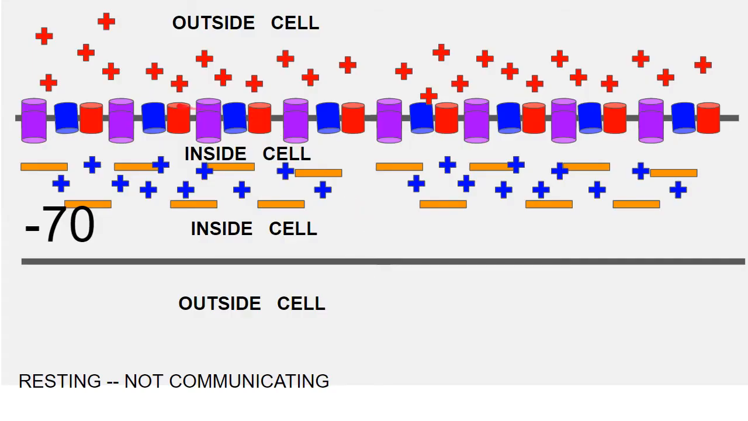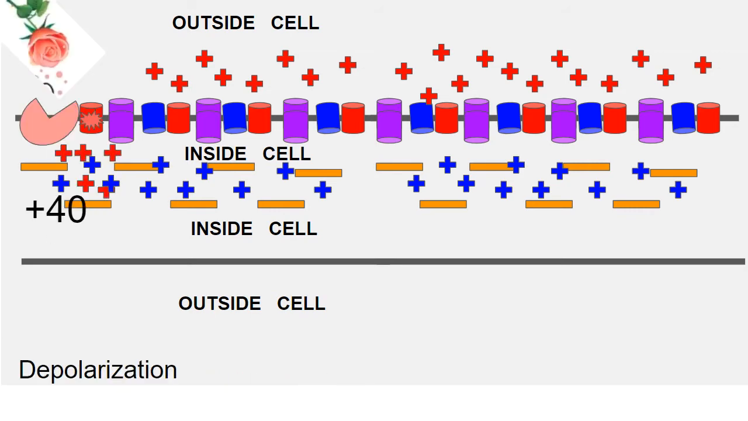If we're looking at this as the cell membrane, we have lots of channels and pumps in here. Outside the cell, we have lots of sodium ions. Inside, we have potassium ions and a lot of protein anions. The resting potential here is -70. At this point, it's not communicating. It's waiting for some type of stimulus in order to communicate. That might be odor molecules.